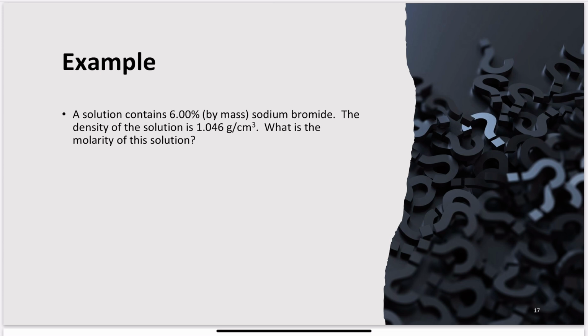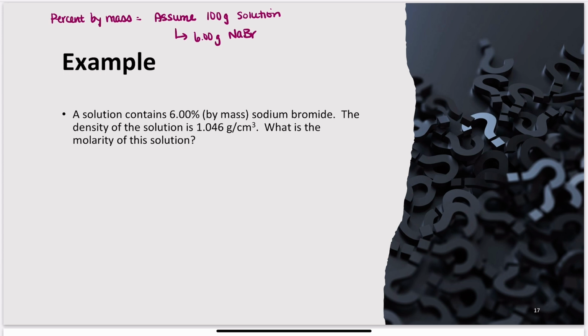Percent by mass means you assume you have 100 grams of whatever is coming after it. So in this case, assume 100 grams of solution. By doing that, this would mean that I have 6.00 grams of my sodium bromide.